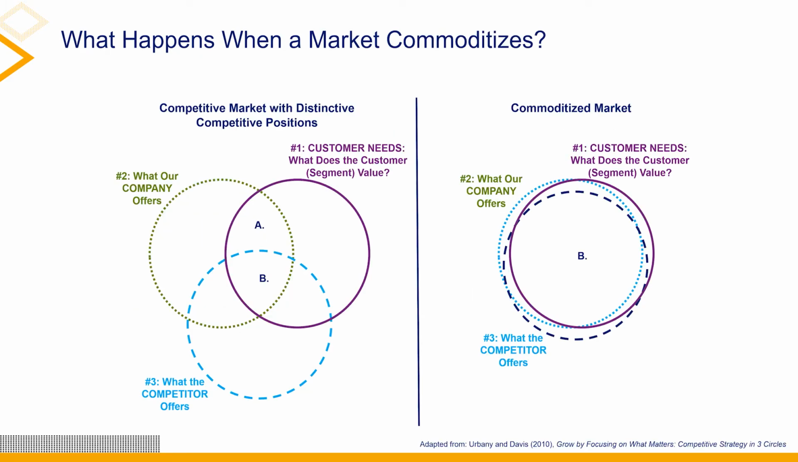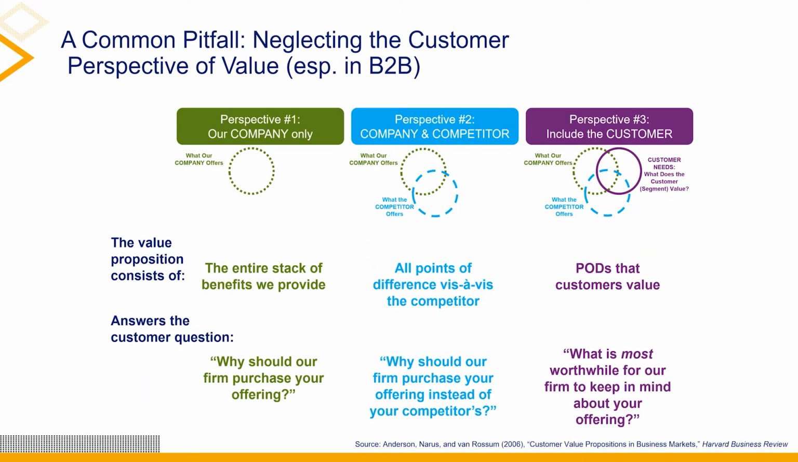What happens when a market is commoditized? This is easily conveyed using a three-circle analysis. Area B, the points of parity, gets large as the customer needs are generally well known and largely met by each competitor's offerings. Unfortunately, an all too common pitfall when developing a value proposition is to be strictly internally focused, as Anderson and his co-authors observed back in the mid-2000s.